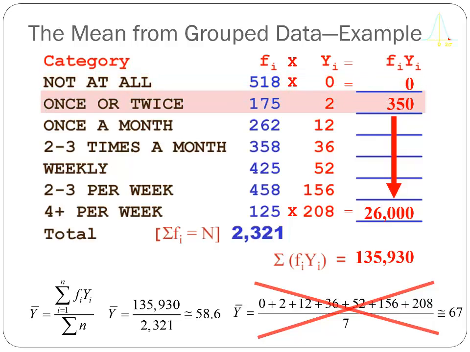Moving on to the once or twice row, we had 175 individuals who responded having sex twice in the past year. 175 times 2 is 350. Those 175 individuals had sex a total of 350 times in the past year. Of course, we know there's measurement error, but within what we've done with this variable and how it's measured, we're going to treat this as if that's real.